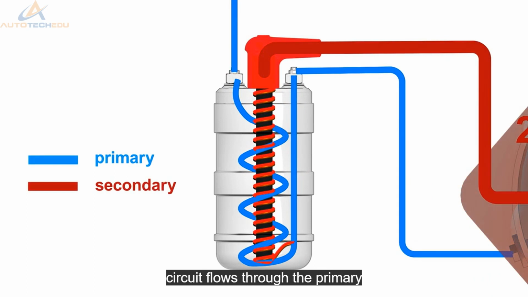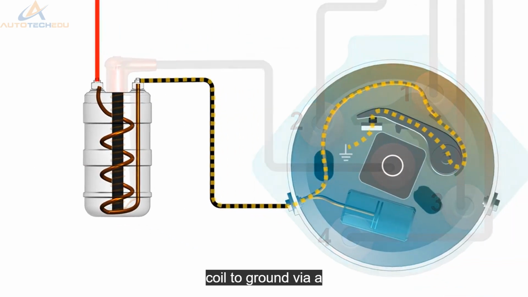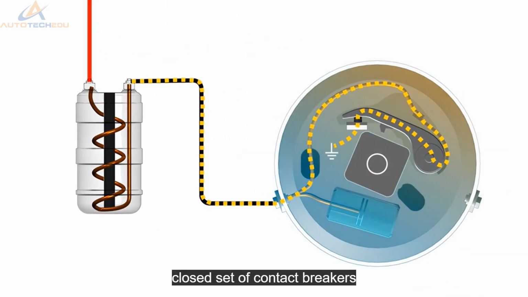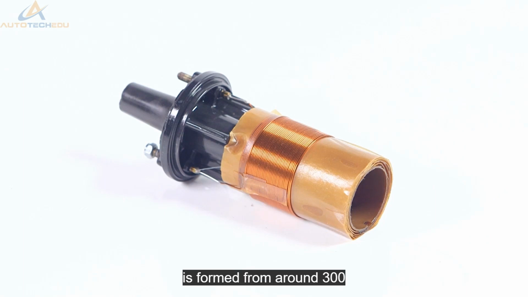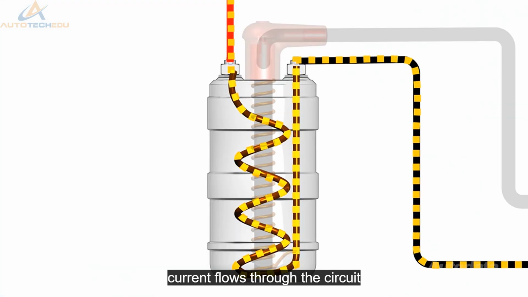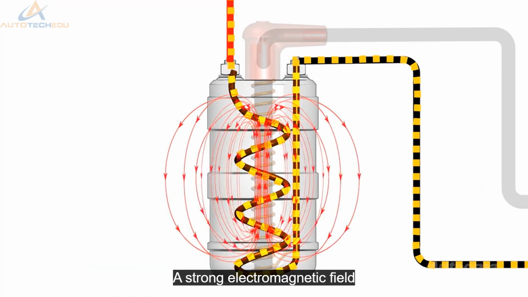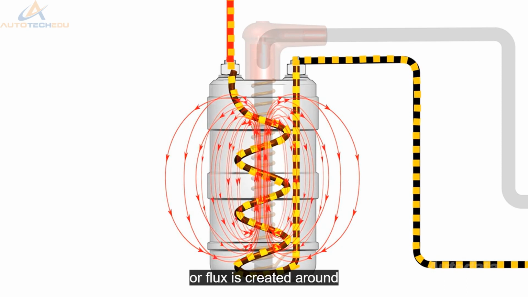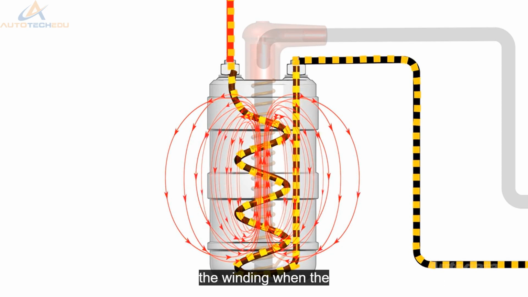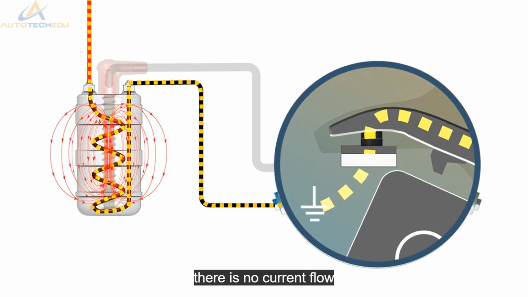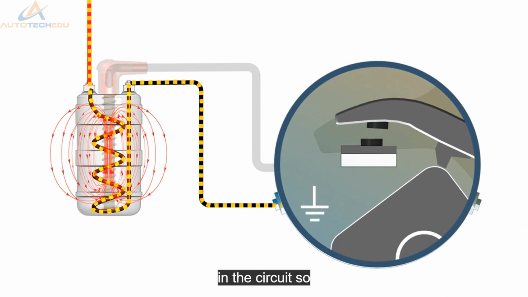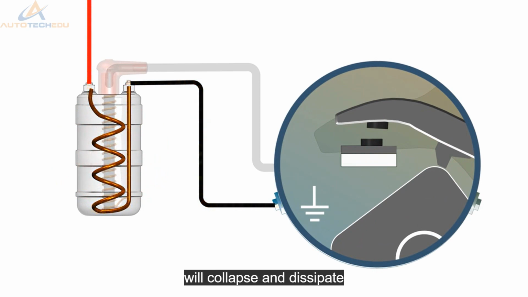Current from the ignition circuit flows through the primary coil to ground via a closed set of contact breakers. The primary coil is formed from around 300 turns of coarse enamel-coated copper wire. As the current flows through the circuit, a strong electromagnetic field, or flux, is created around the winding. When the contact breakers are open, there is no current flow in the circuit, so any magnetic flux formed will collapse and dissipate.